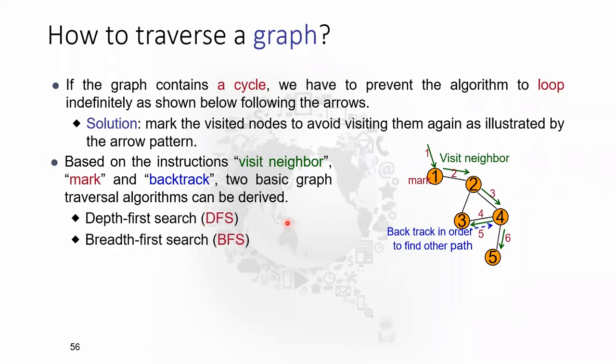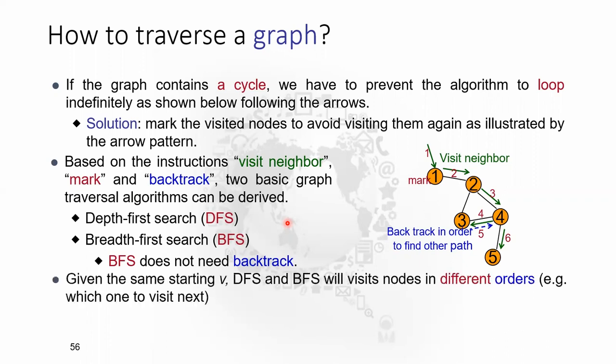There are two methods to do this. One is depth first search and another one is breadth first search. Depth first search has backtracking, but breadth first search doesn't. But how do depth first search and breadth first search work? Given the same thing, you're starting from the same nodes.